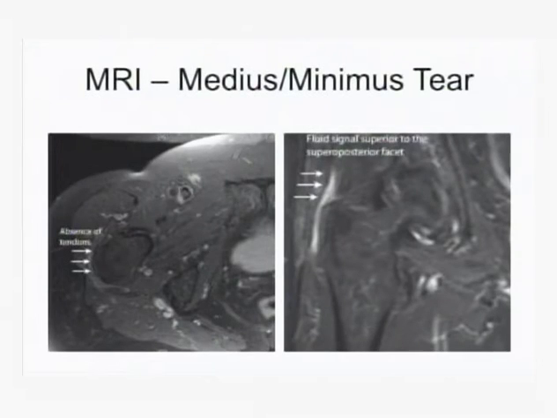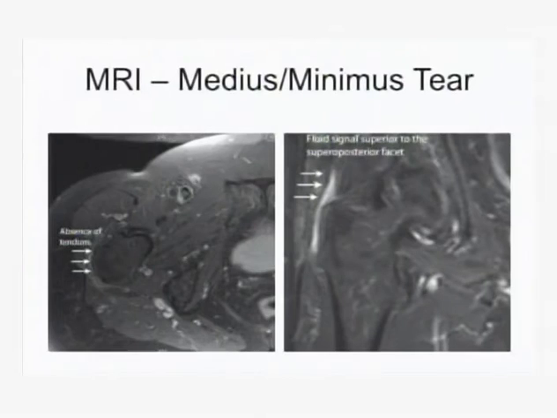And then here's a patient of mine that had a medius and minimus tear. You see absence of tendons and some inflammation along that area, and also what is called a secondary finding, which is fluid signal superior to the posterior superior facet, and you can see it goes all the way down past the trochanter.